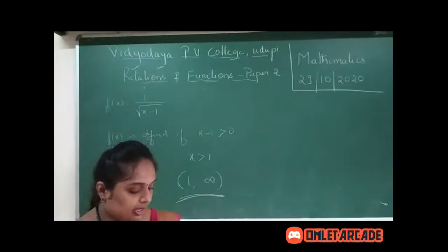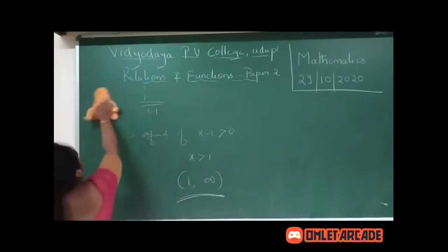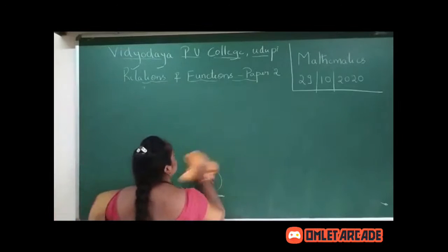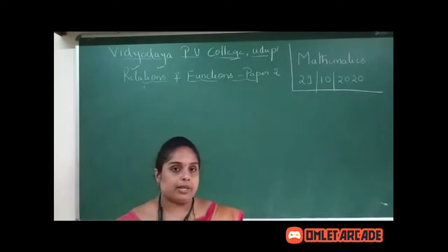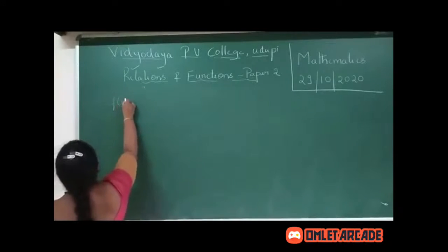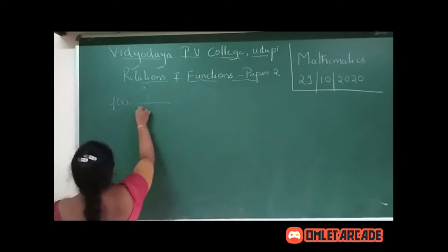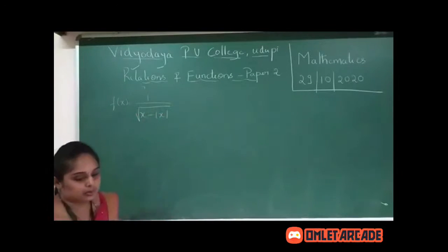Ninth one we have done. 10th one we do. Look here. The domain, once again, of the function f of x is equal to 1 divided by root of x minus mod x.